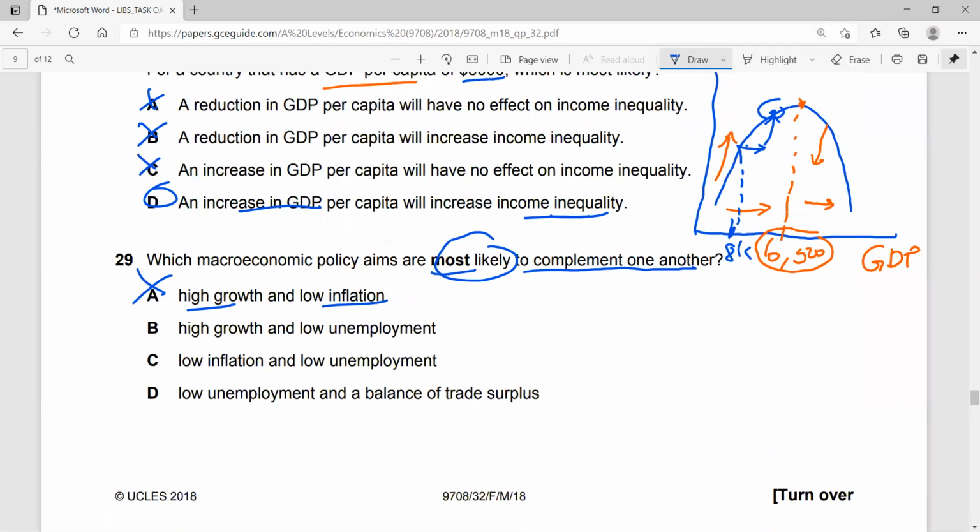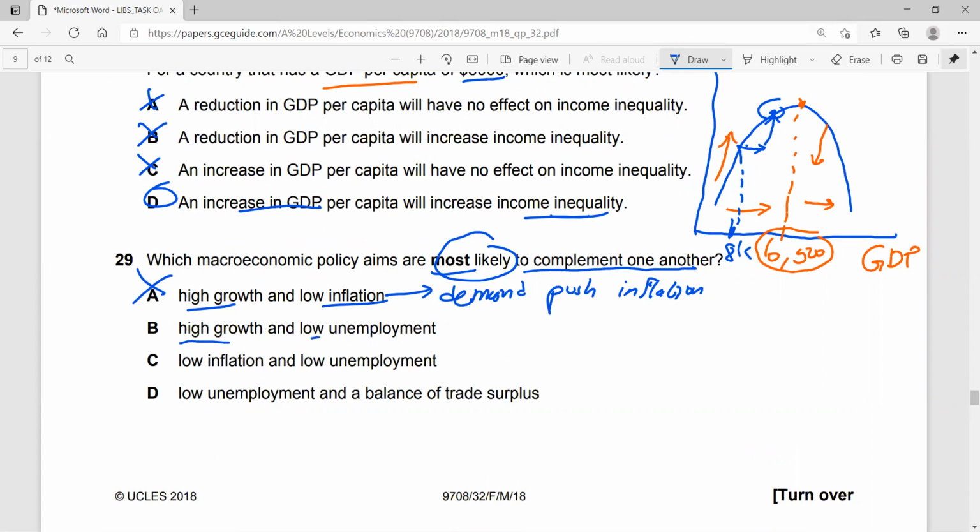high growth usually comes from expansionary fiscal or monetary policies. So you're trying to increase your aggregate demand and grow through that. But in most cases, if you increase your aggregate demand, you're faced with some degree of demand push inflation. So it's very difficult to grow and still keep low inflation.